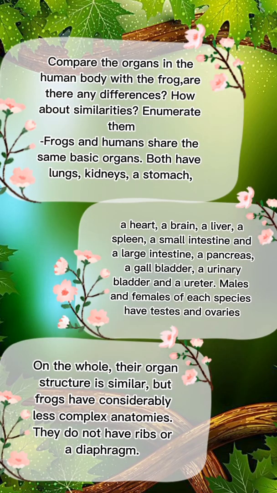Compare the organs in the human body with the frog. Are there any differences? How about similarities? Enumerate them. Frog and human share the same basic organs. Both have lungs, kidneys, stomach, heart, brain, liver, spleen, small intestine, large intestine, pancreas, a gallbladder, urinary bladder, and ureter. Males and females of each species have testes and ovaries respectively. On the whole, the organ structure is similar, but frogs have considerably less complex anatomies. They do not have ribs or a diaphragm.